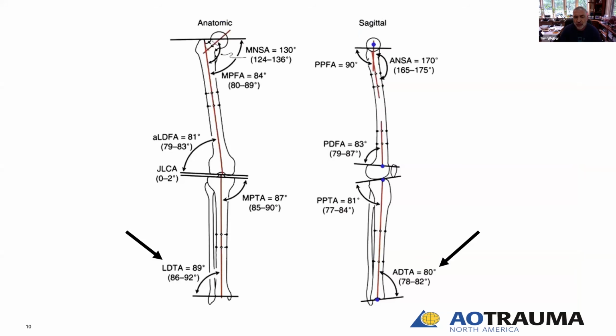So Brett showed this slide earlier. The mechanical axis has been everything through the whole course and will always be that. It's important to know what the norms are. So for the distal tibia in the coronal plane it is about 90 degrees, in the sagittal plane 80 degrees.